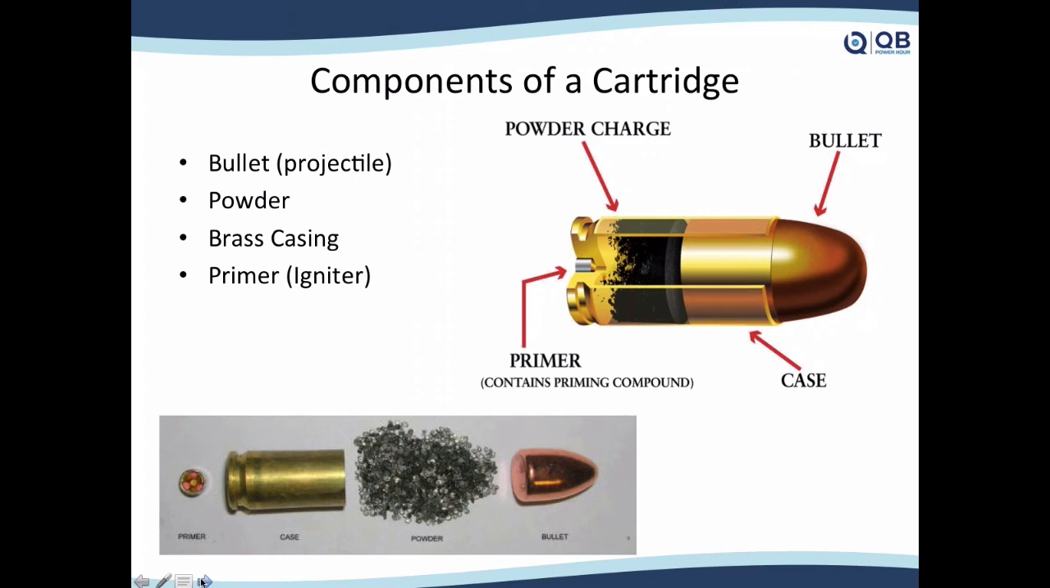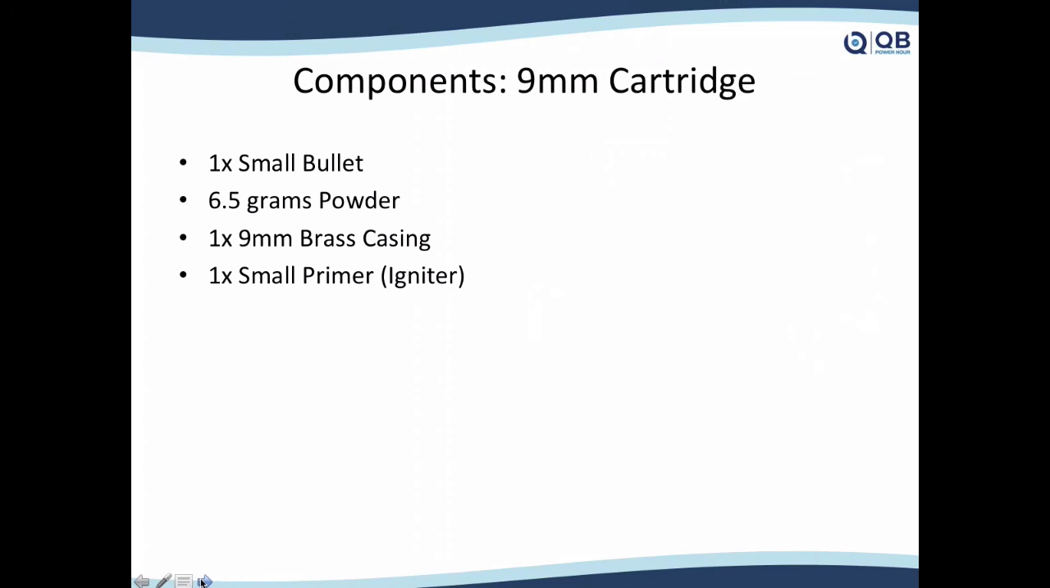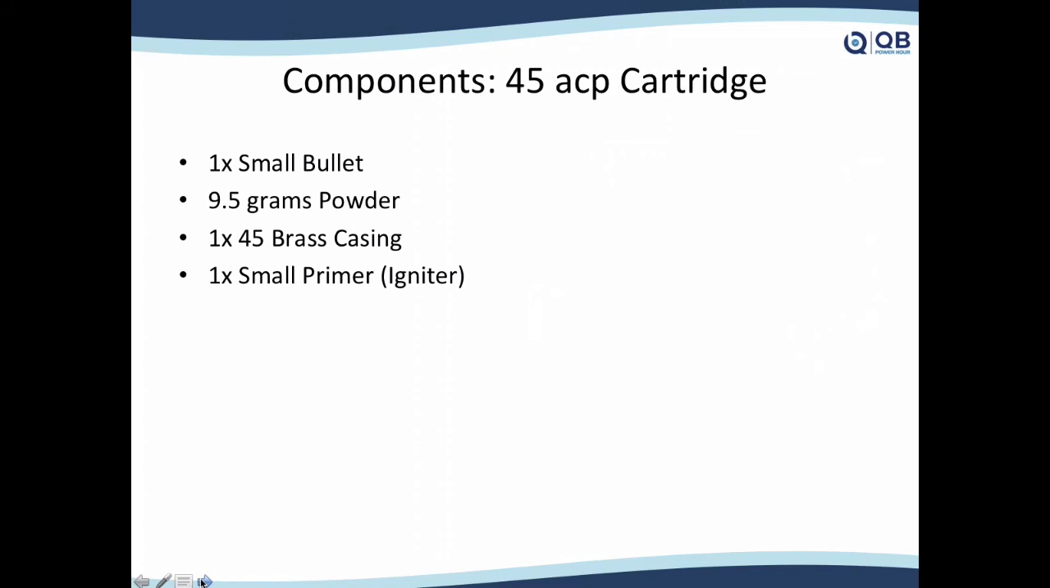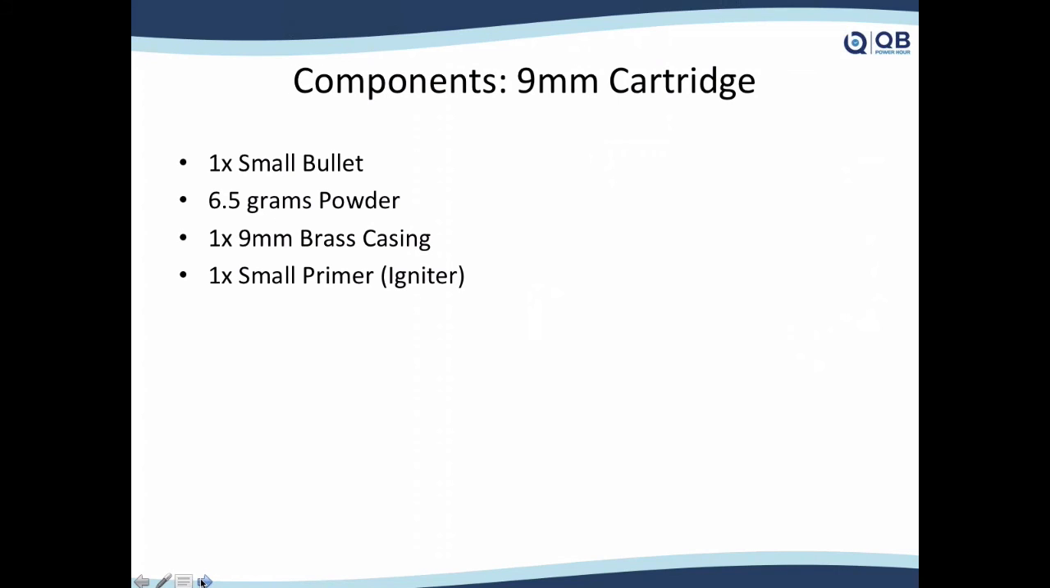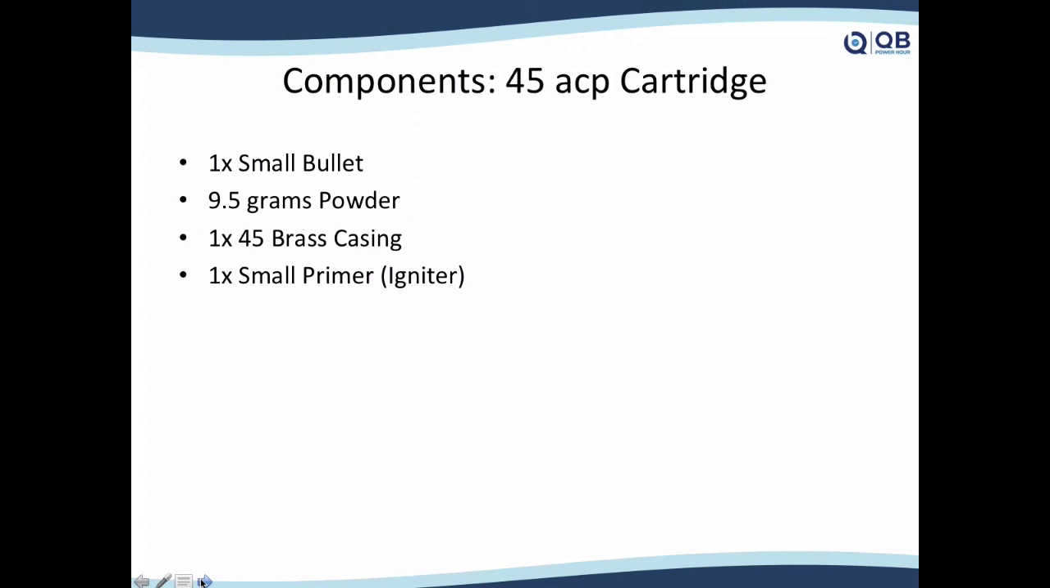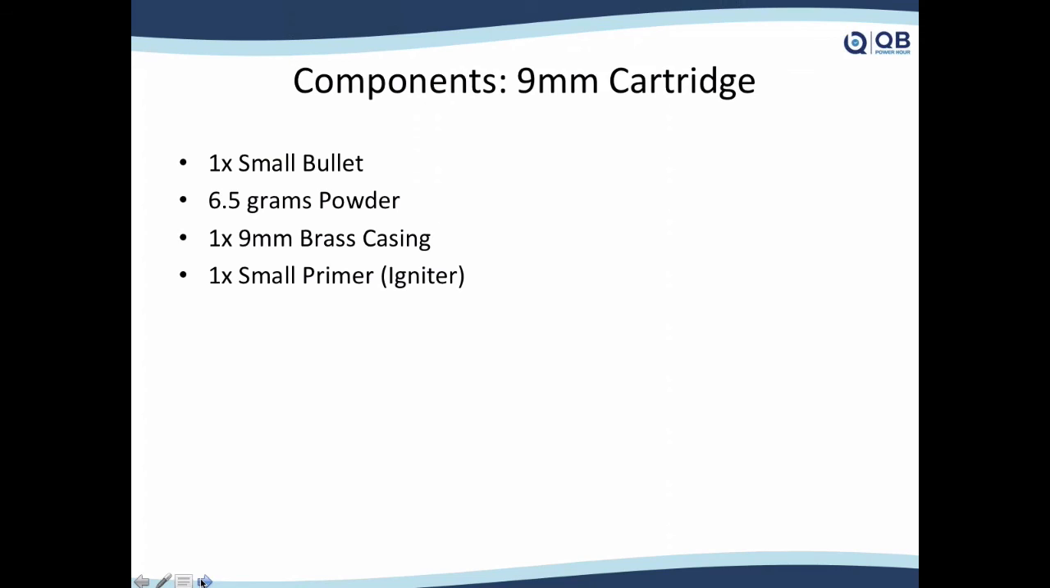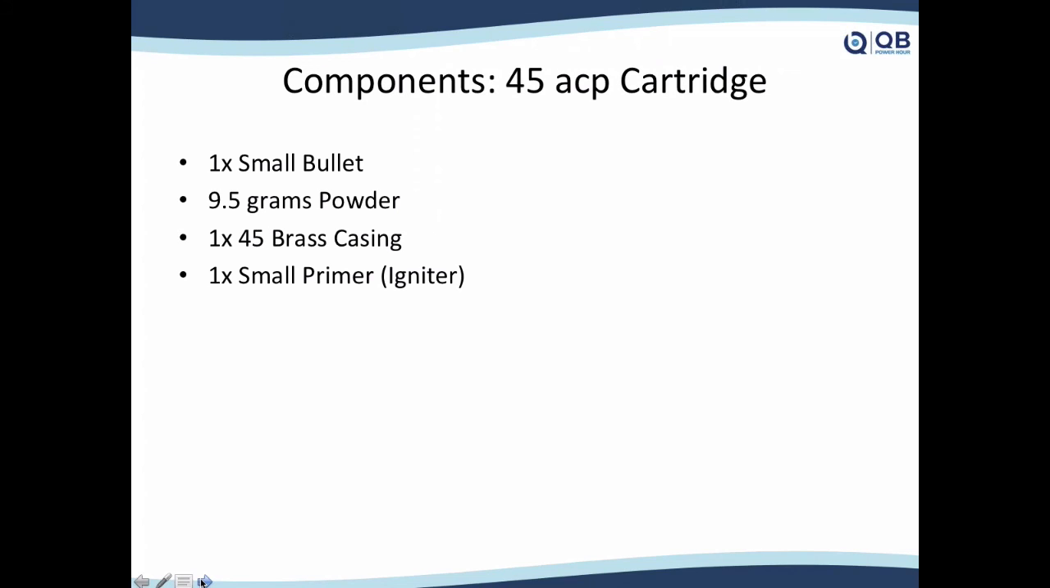To make things a little more complex, we're going to do a couple of examples. This client doesn't just manufacture one type of cartridge; it manufactures three types: a 9mm, a 45 ACP, and a 223 rifle. Each of these may share certain components. For example, the 9mm cartridge will share the same powder, bullet, brass casing, and primer as the 45 ACP.